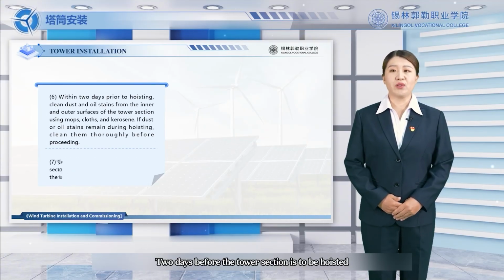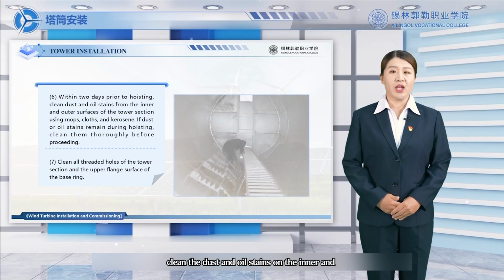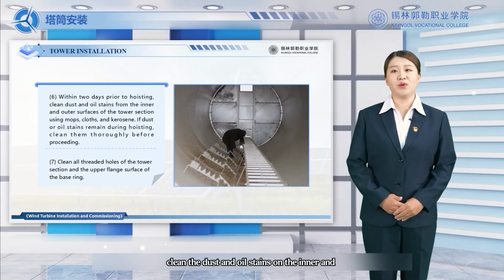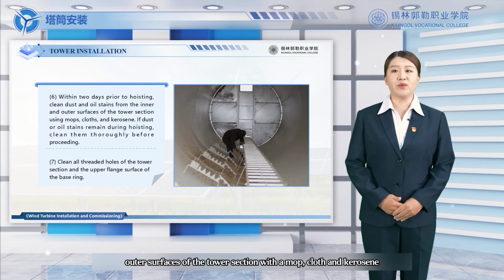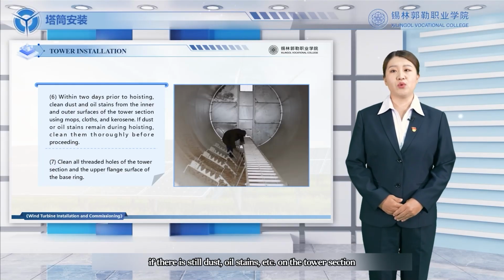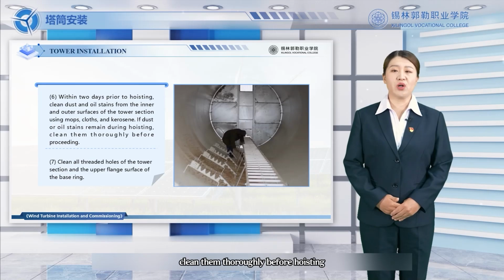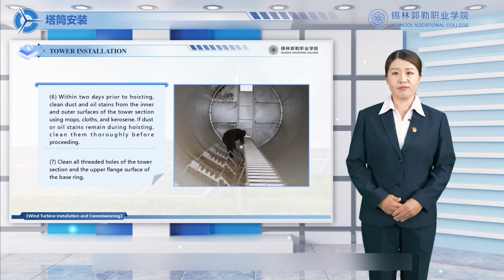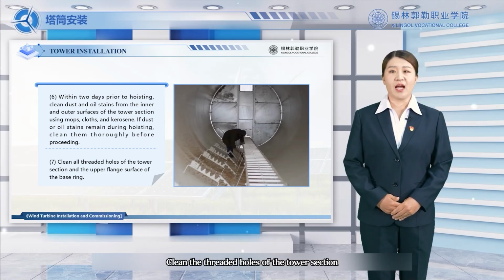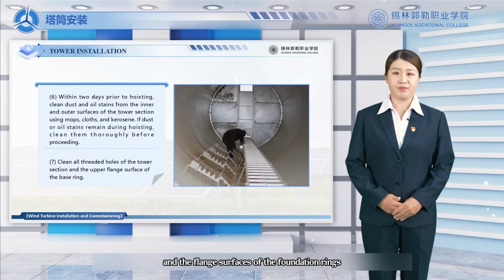2 days before the tower section is to be hoisted, clean the dust and oil stains on the inner and outer surfaces of the tower section with a mop cloth and kerosene. When hoisting, if there is still dust, oil stains, etc. on the tower section, clean them thoroughly before hoisting. Clean the threaded holes of the tower section and the flange surfaces of the foundation rings.